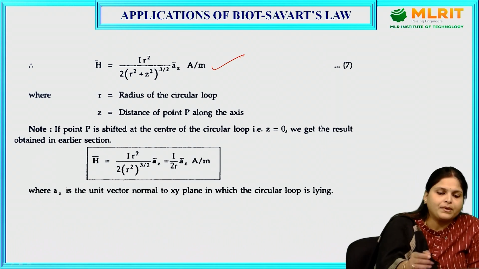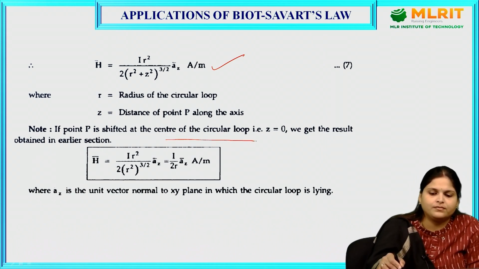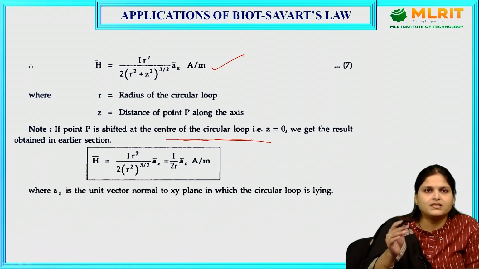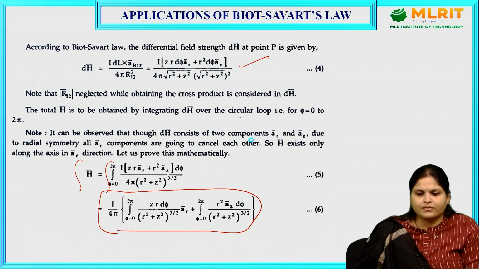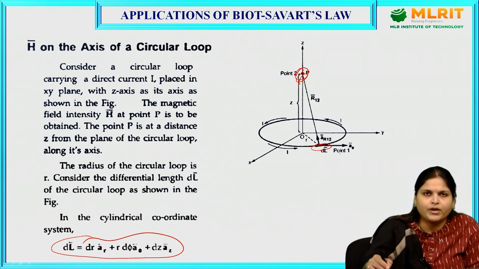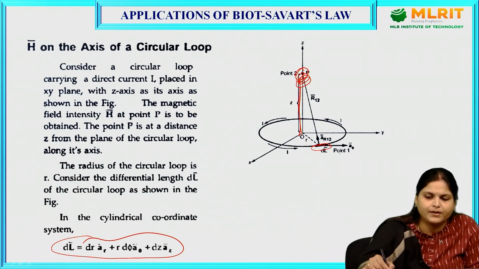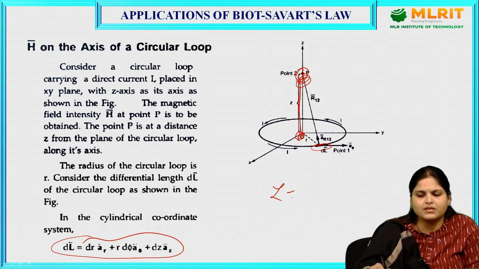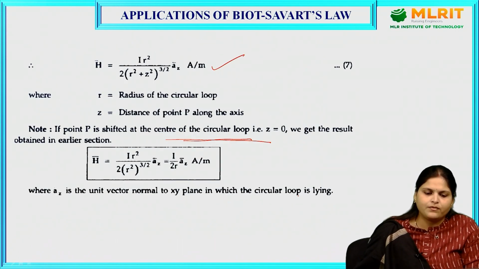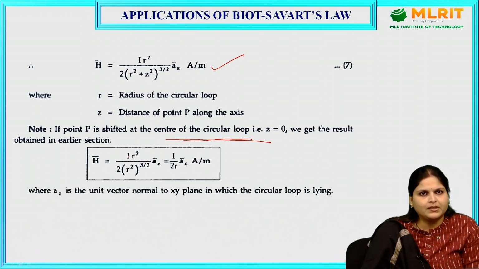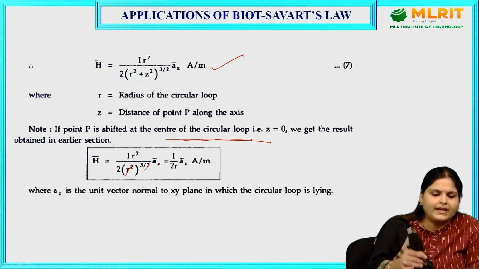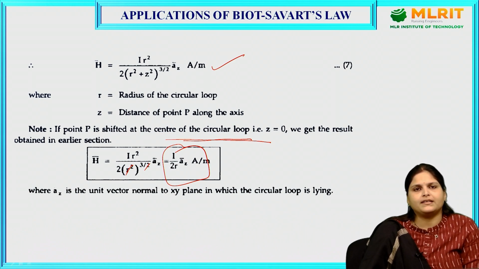Now if that point P is shifted to the center of the origin, the center of the circular loop, meaning z becomes 0, we obtain this formula. Z becomes 0, this becomes I r square upon 2 into r square to the power 3 by 2, and this will get cancelled, and again r square cancels. Finally the formula is I upon 2r az ampere per meter.